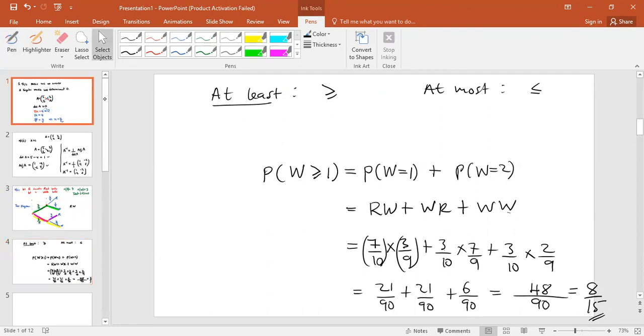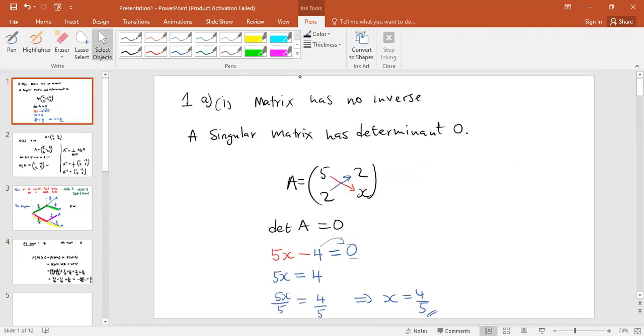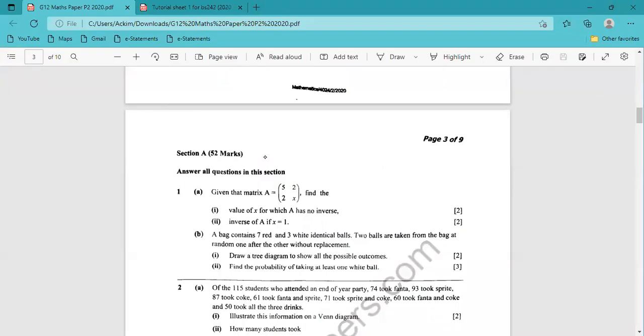So these are the solutions for question 1 in the 2020 Mathematics Paper 2 exam.